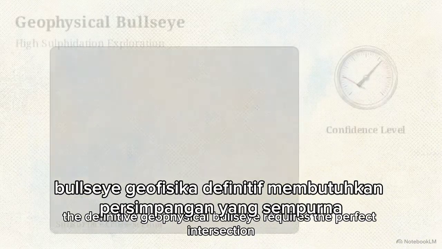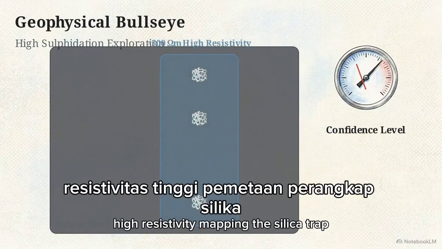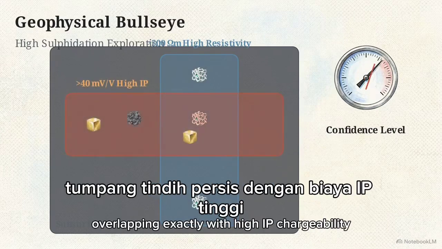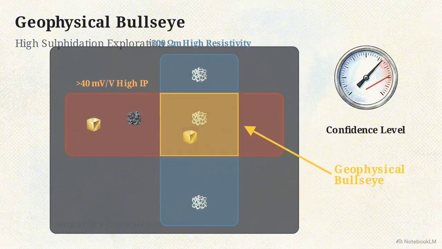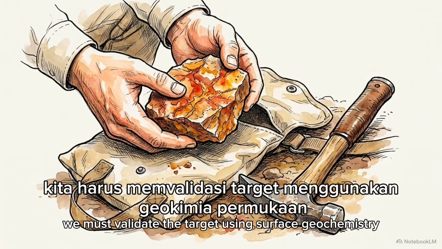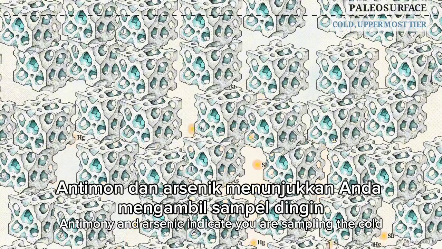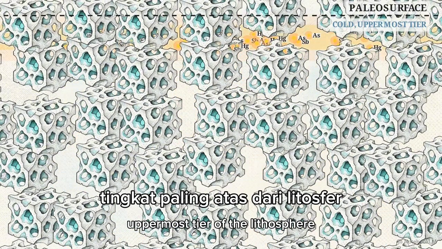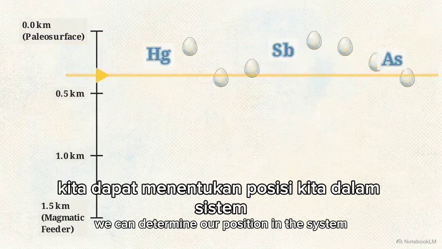The definitive geophysical bullseye requires the perfect intersection: high resistivity mapping the silica trap, overlapping exactly with high IP chargeability mapping the sulfide fill. Before mobilizing a drill rig to test these physical anomalies, we must validate the target using surface geochemistry. High concentrations of highly volatile elements like mercury, antimony, and arsenic indicate you are sampling the cold, uppermost tier of the lithocap. By tracking the geochemical ratios, we can determine our position in the system.